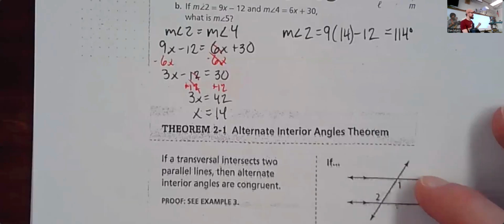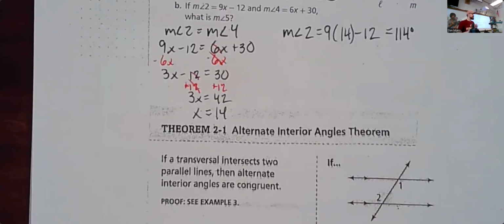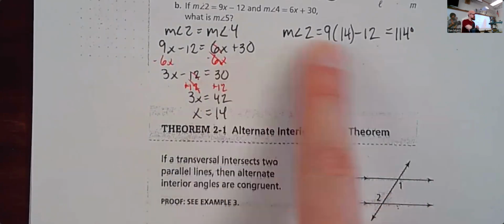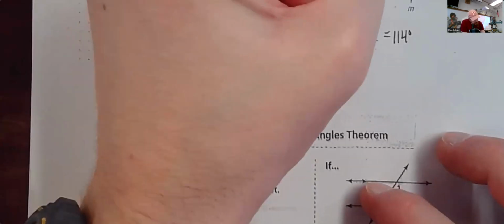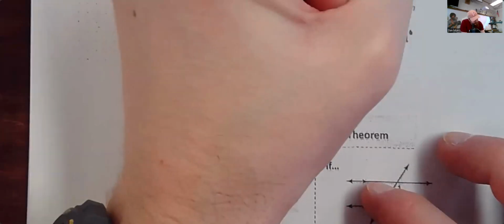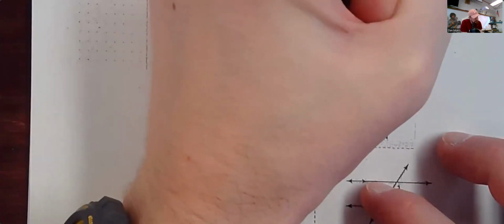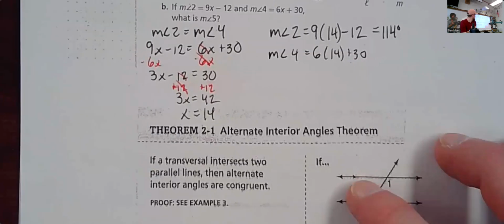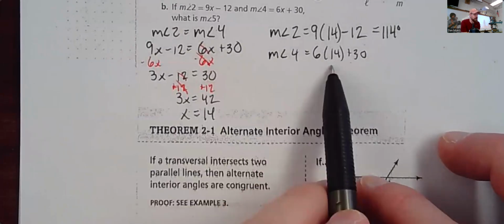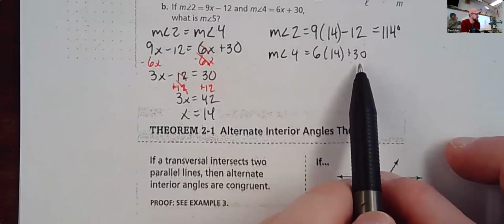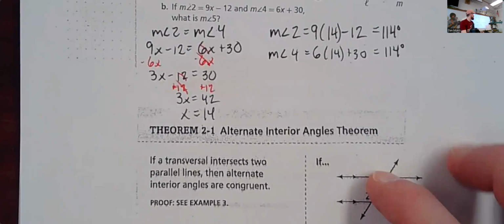Now, just to double check, here's a great way to make sure you solve for x correctly. Plug x back into the other angle and see if you get the same measure. It should be the same. So I'm going to do the same thing here. Measure of angle 4 equals 6 times 14 plus 30. Let's see. 6 times 14 is going to be 60 and 24, so that's 84. 84 plus 30 is 114. So they're both 114, which is good. That means they're equal. That means we solve for x correctly.